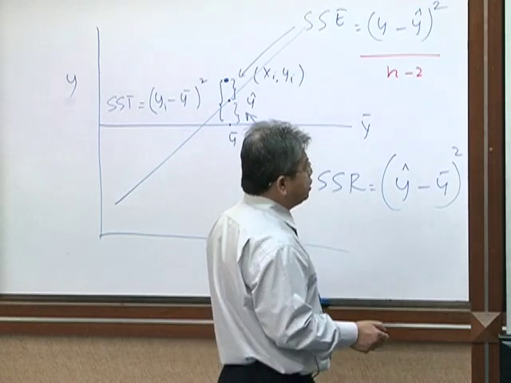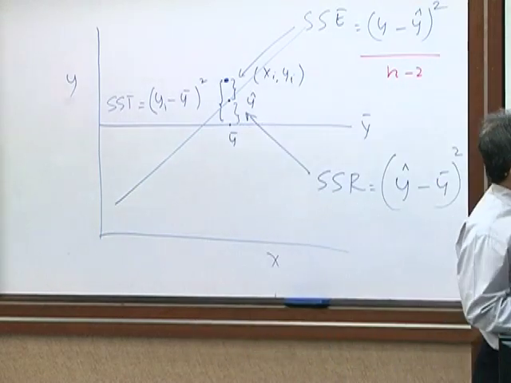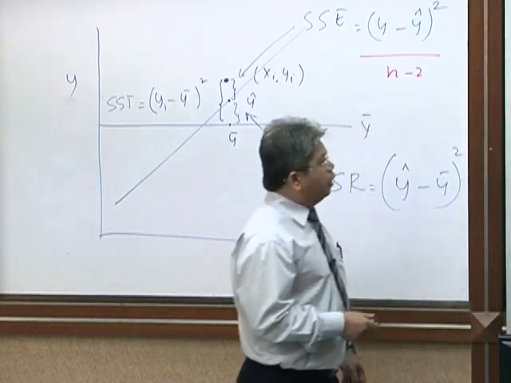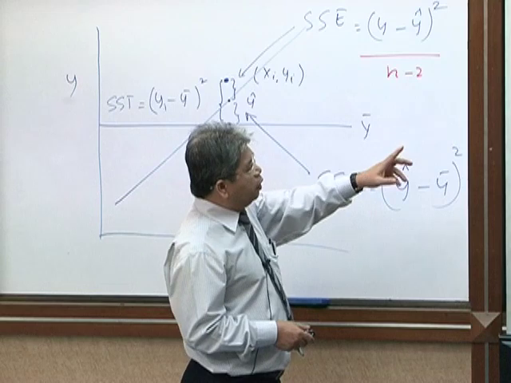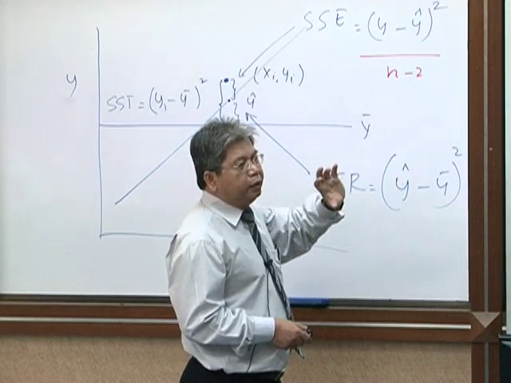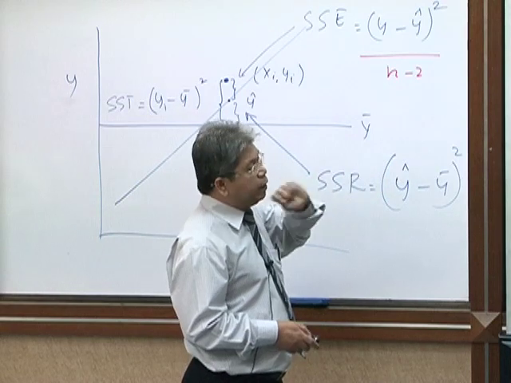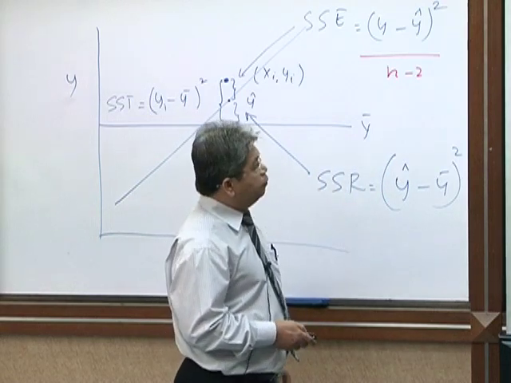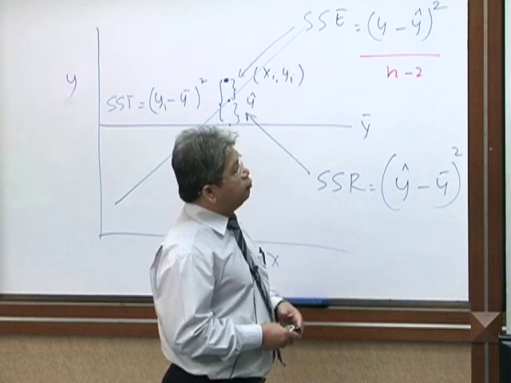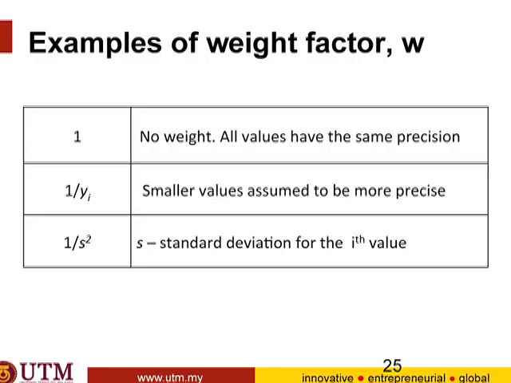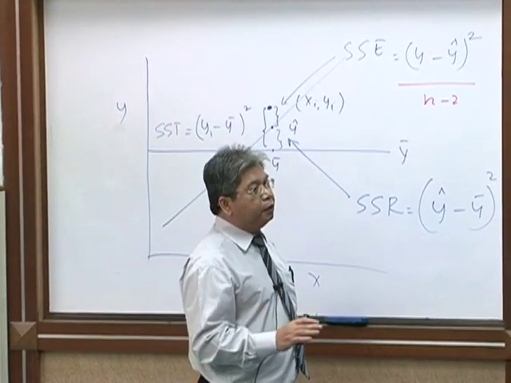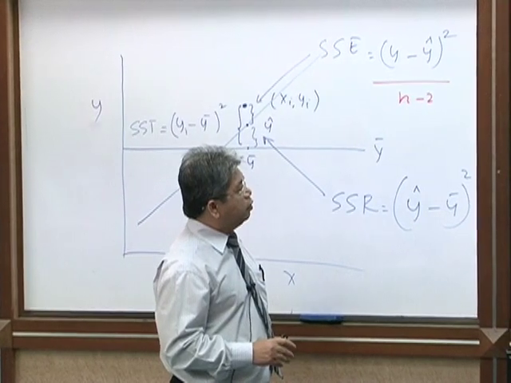The equation used is just the same, except that we include the weight here, W, and by including W, we can change the value of W depending on the precision of the data. These are some examples of value for W. When W equals 1, there's no weight. Similar weight for all data. All data are treated equally. There's no weightage for any observation.